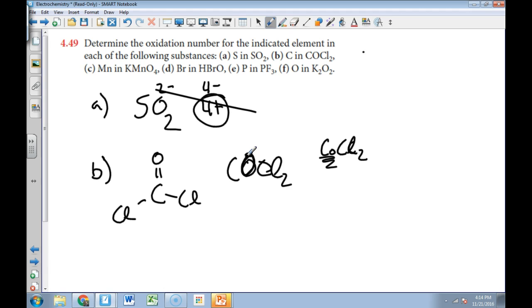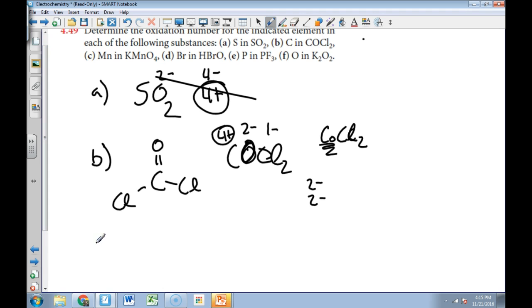Okay, so let's take a look. Chlorine is typically a -1, and oxygen is typically a 2-. We have 2 of those, so that's 2-, and then oxygen is a 2-, so that's 4-. So that means that carbon must be a 4+.